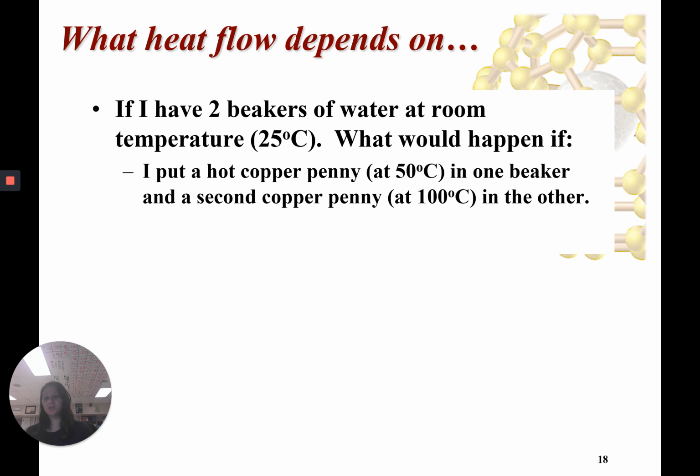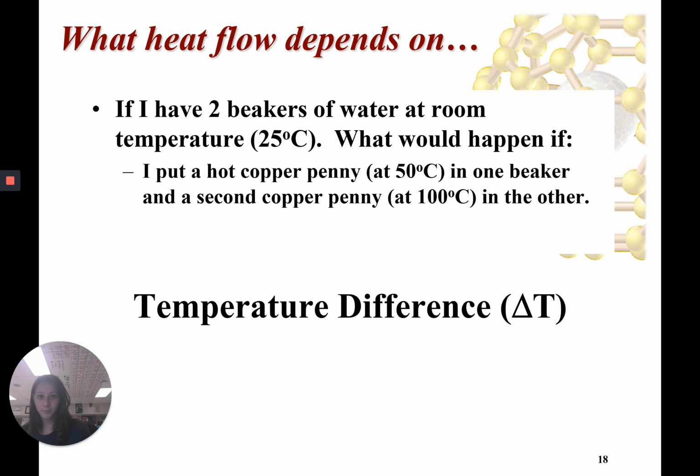Okay, what if I had 2 beakers of water at room temperature again? In one of them, I heat a copper penny until it's 50 Celsius and I put it in the water. In the other, I heat a copper penny to 100 Celsius and put it in the water. Well, which one would transfer more heat? The one with the penny that was at 100 Celsius to start with. So what factor is that? Well, it's not exactly temperature, it is the difference in temperature. So if my water was at 25 Celsius, this penny would be 25 Celsius difference. This one would be 75 Celsius difference, right? And so the one that has a bigger difference in temperature is going to transfer more heat.